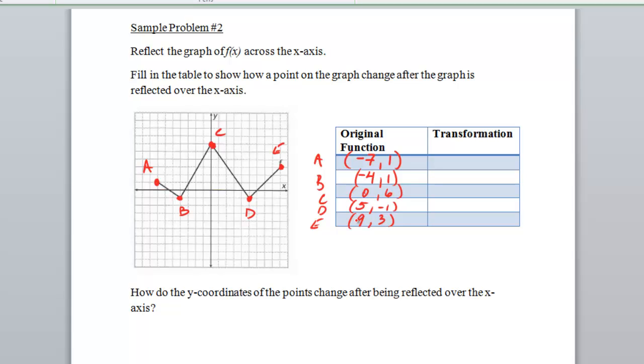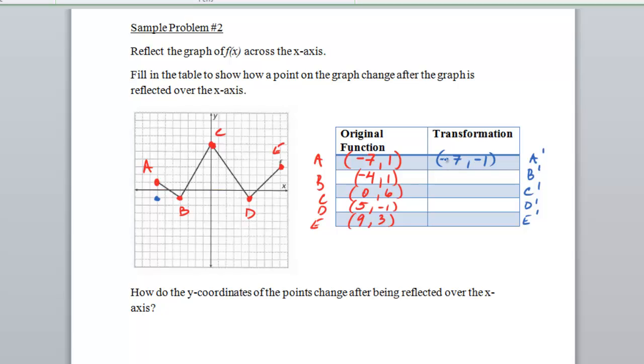Now I want to reflect each of these points across the x-axis. So I'm going to have A prime, B prime, C prime, D prime, and E prime. I've got to be careful here: that is basically the reflected point, or the transformed point, from each one of them. If I go over -7, instead of going up 1, I can now go down 1, and that's the reflected point. So that's -7, -1 for that.